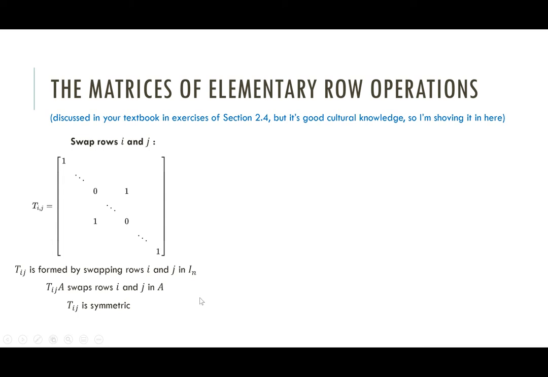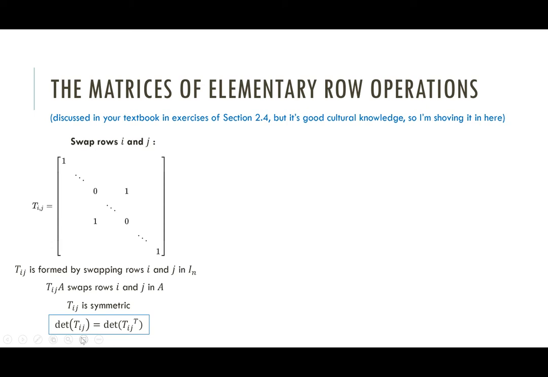The row swapping matrix is a symmetric matrix, and that means that the determinant of a row swap is equal to the determinant of the transpose of a row swap, because it's equal to its transpose. So this is not anything crazy. This is just saying, all right, the matrix and its transpose are the same, so their determinants are the same.